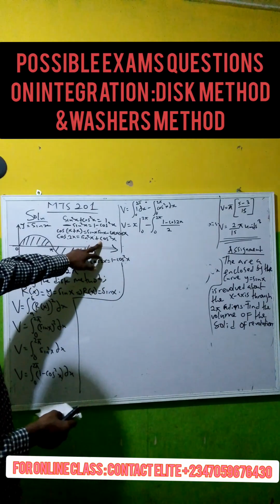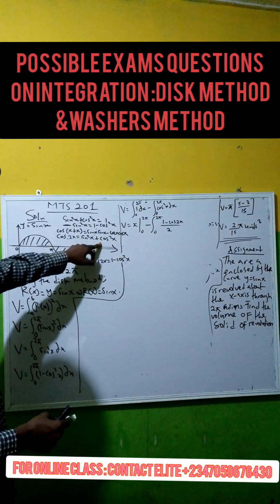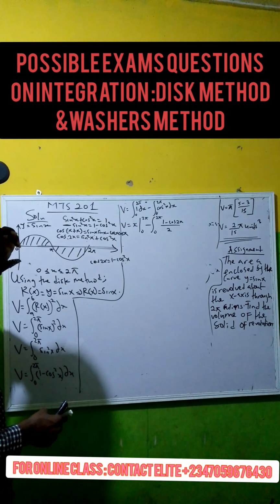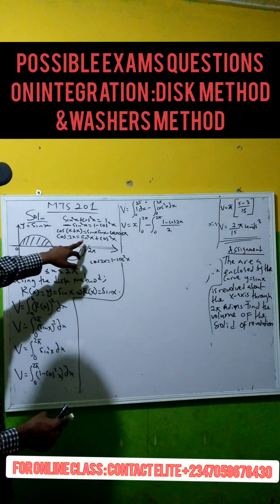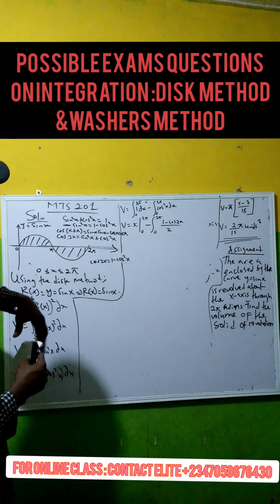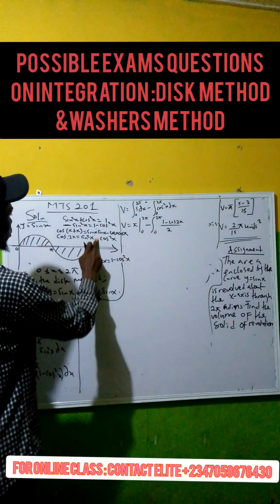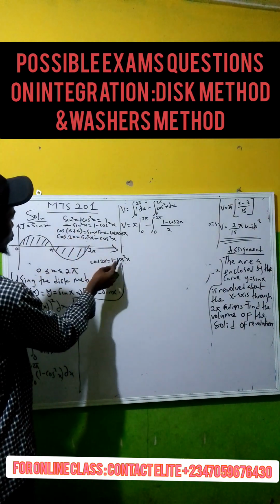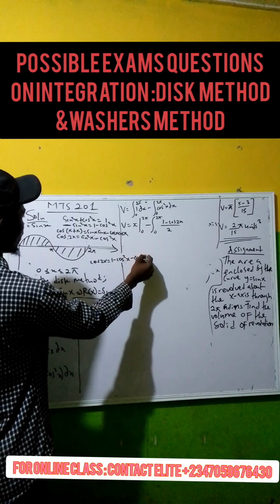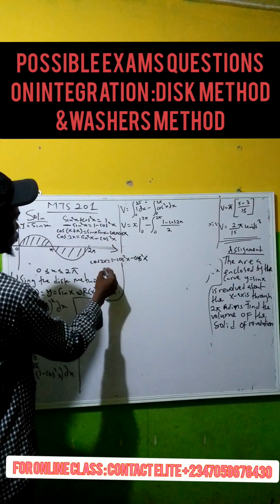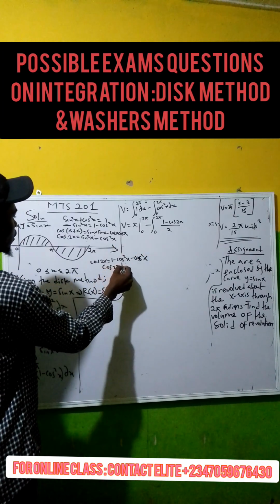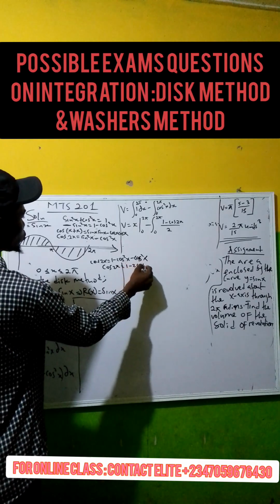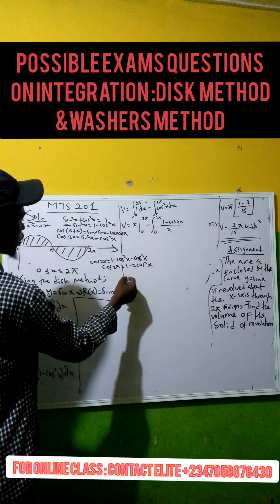Coming cos square x. Have I not made any mistake? 1 minus... This is minus here. So if I substitute this one here, 1 minus cos square x minus cos square x, that is here. So this one becomes cos 2x equals 1 minus 2 cos square x. We make cos square x the subject of the formula.